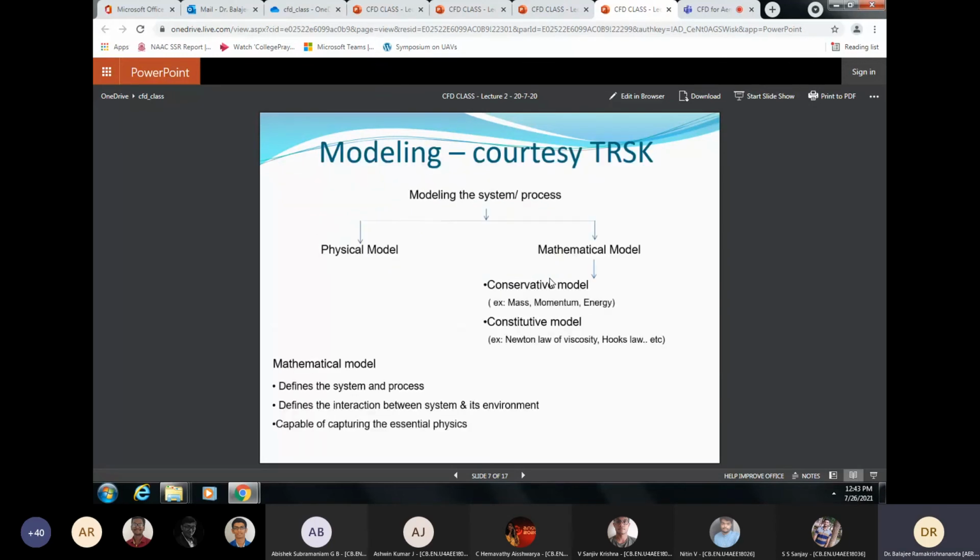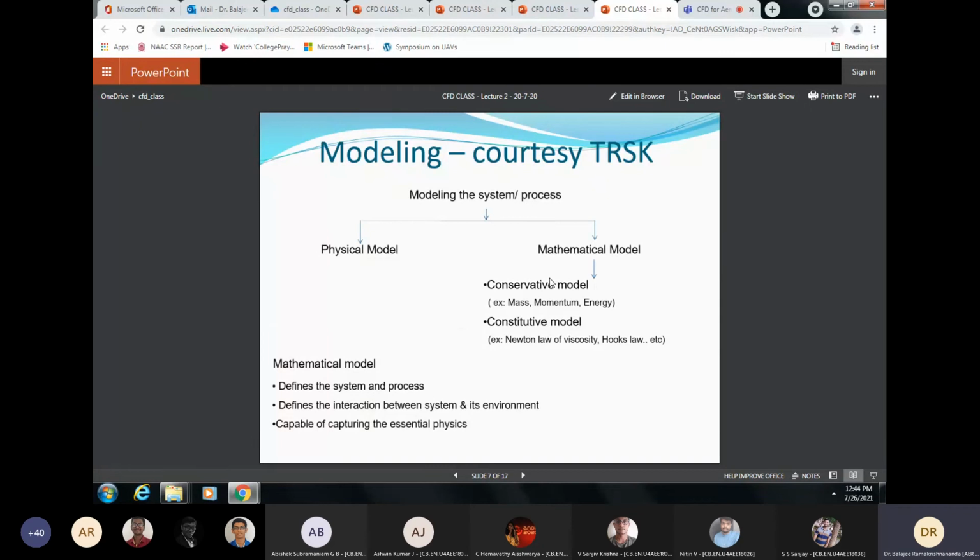Now let's go to some very basic aspect, modeling. Now we are talking about modeling the system or process. So you should model the physical aspects of the system. It's called physical model, where you have the physics coming into the picture. So using physical laws, Newton's laws of motion or your fluid dynamic motion, you model the system. Then you use the mathematical model.